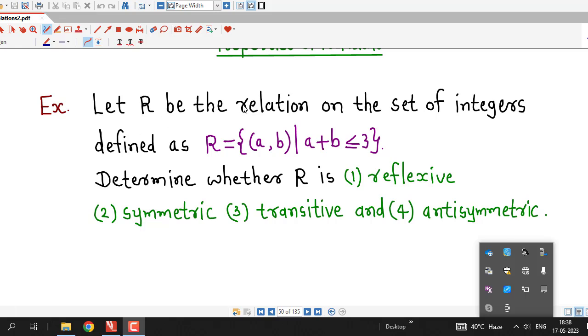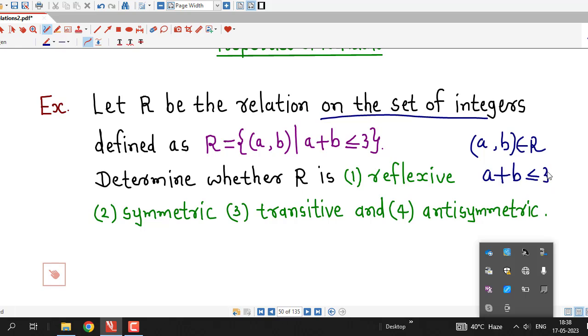Let R be the relation on the set of integers defined as R equal to the ordered pairs (A, B) such that A plus B is less than or equal to 3. Determine whether R is reflexive, symmetric, transitive and antisymmetric. So first we understand that two integers A and B are related to each other if their addition is less than or equal to 3. The ordered pairs (A, B) in the given relation must satisfy this condition.